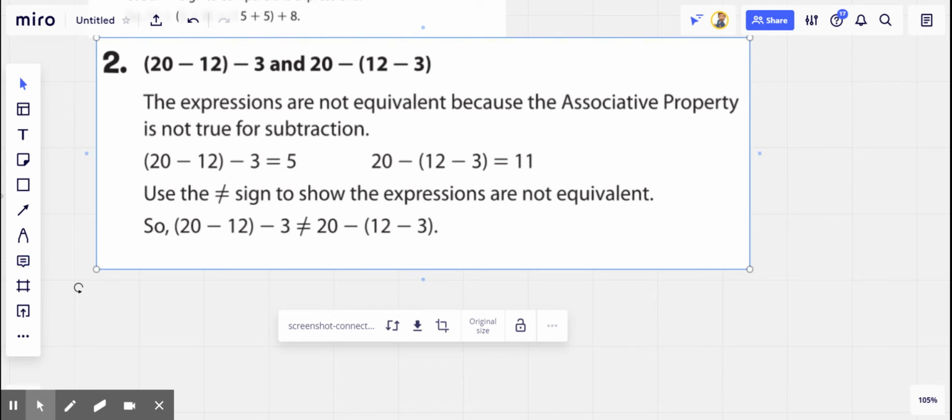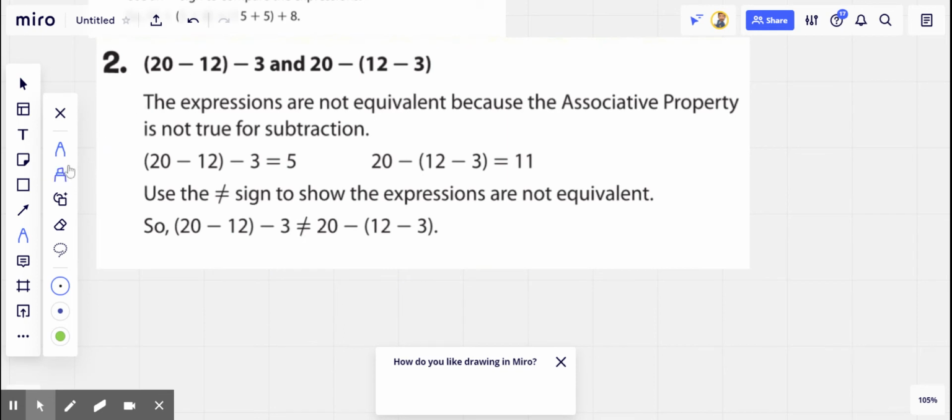20 minus 12, we know that 20 minus 12 is 8. So this is going to be 8 minus 3. And then parentheses first, order of operations. We have to do this first. So 12 minus 3 is 9. And then we have 20 minus 9. Okay, and so that's what they have done down here. So for the first one they got 5. 8 minus 3 is 5. For the second one they got 11. 20 minus 9 is 11.